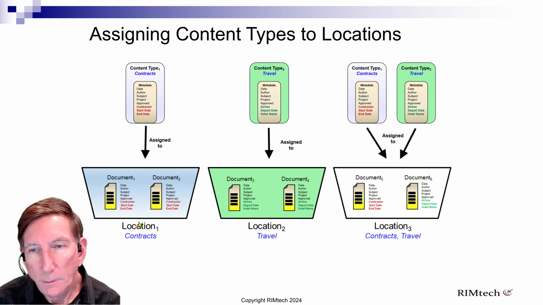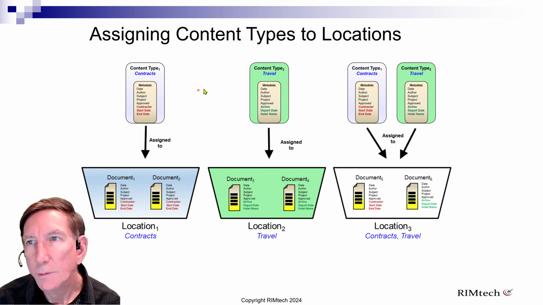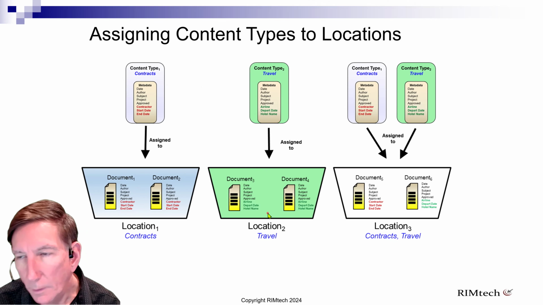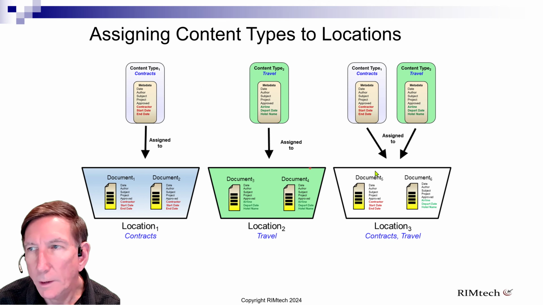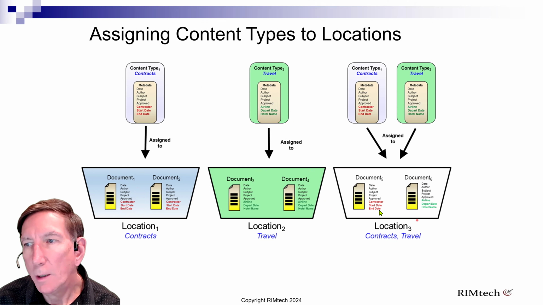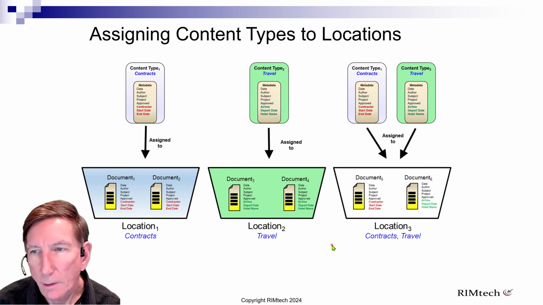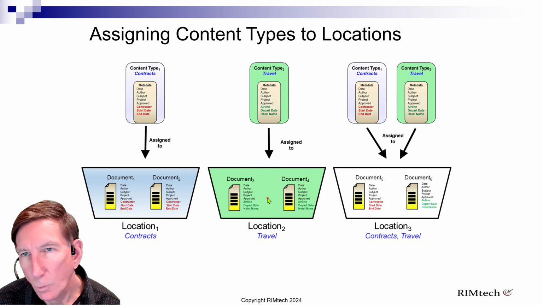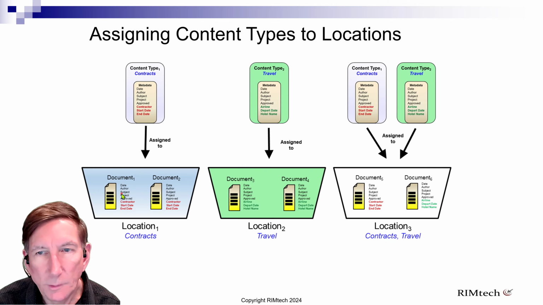So if I put a document in the location called contracts, because it has the contracts content type assigned to it, I have to fill out the red contract related fields. Okay. Similarly with location 2 for travel. And in the 3rd location, I have both content types assigned to that location. So when I put a document there, I have to choose which content type I'm going to use. Okay. There's a little more to it than that, but that's the simple version of it. I much prefer the scenario on the left where it's one content type per location. It's much simpler for users.